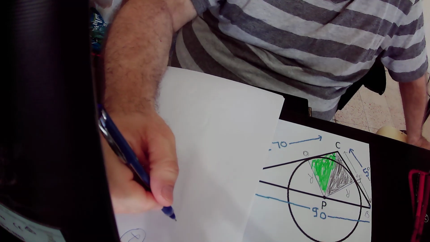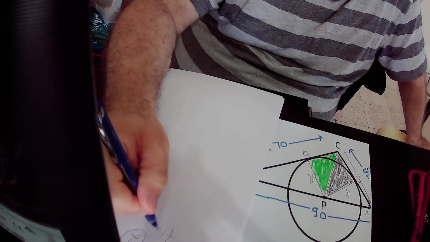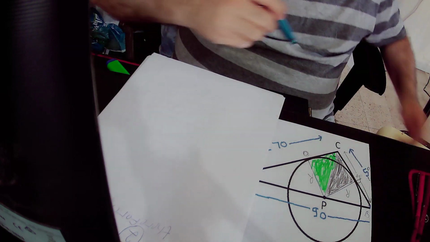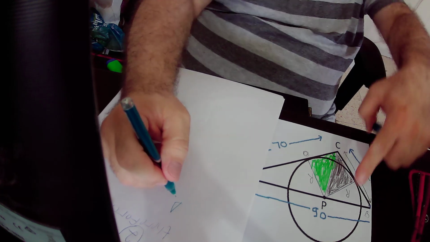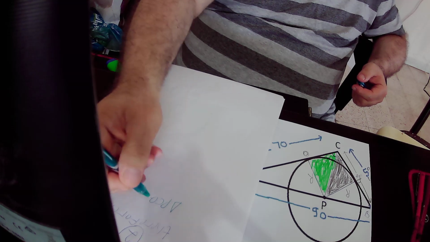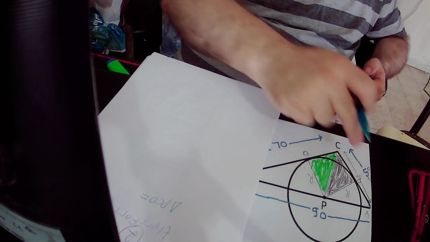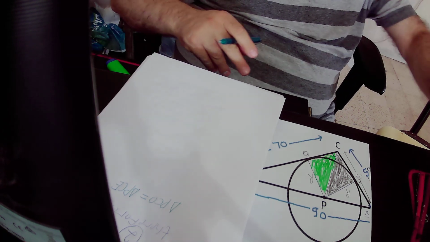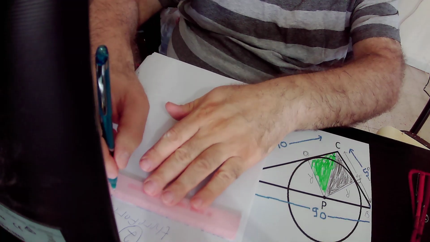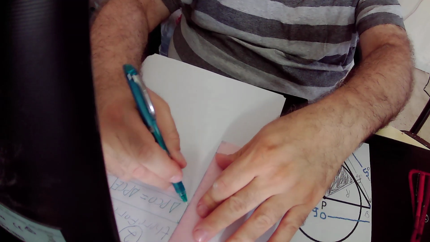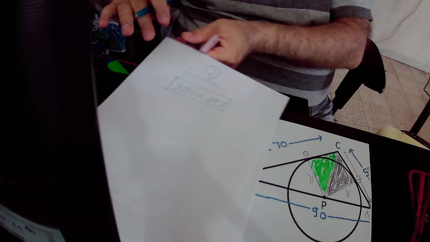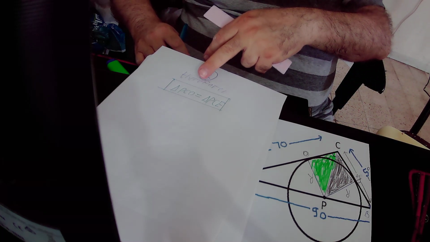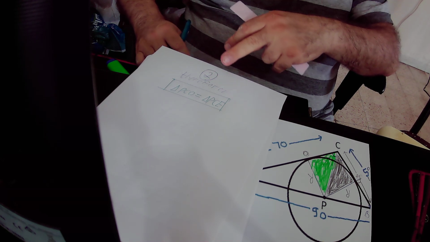Again, angle PCO equals angle PCE. Because the green triangle is congruent to the black triangle, we can deduce from it that angle PCO equals angle PCE.